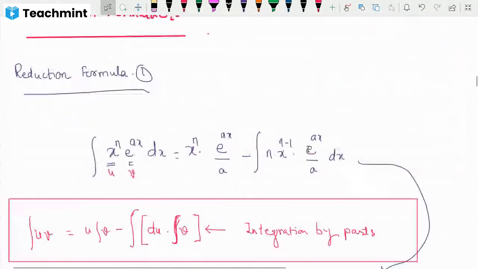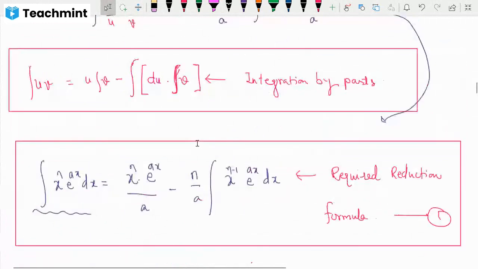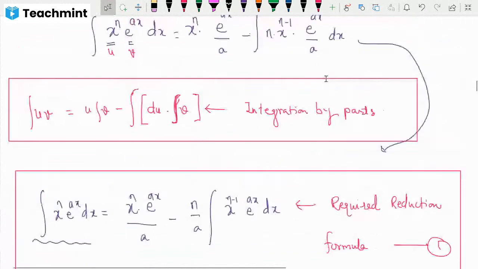We call it reduction formula one, that is integration of x raised to n e raised to ax dx equal to x raised to n into e raised to ax divided by a minus n upon a integration of x raised to n minus 1 e raised to ax dx. Actually, we derive this reduction formula using integration by parts. So already we have seen it yesterday.